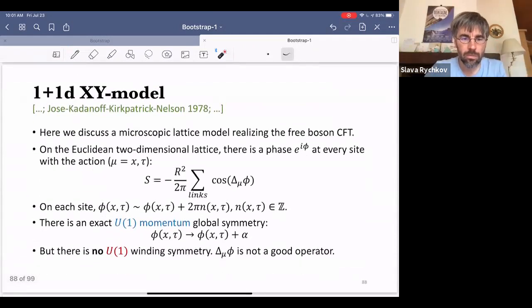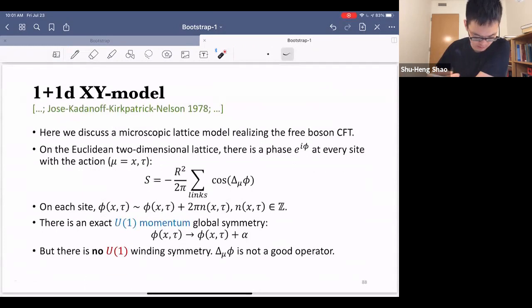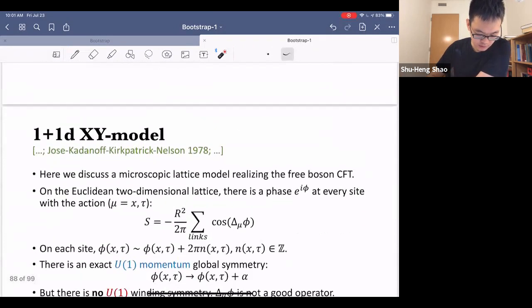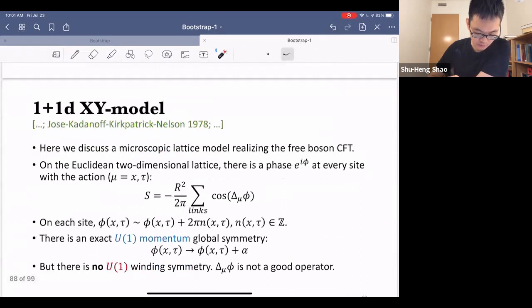So we briefly talked about this maybe in the lecture yesterday. It's a natural continuation of the 1+1D free boson discussion. So in the previous lectures, we talked about the continuum 1+1D free boson field theory. And there's a natural lattice realization. It's called the XY model. The action is given by cosine of the nearest neighbor interaction. In this model, there's only one U1, not two.